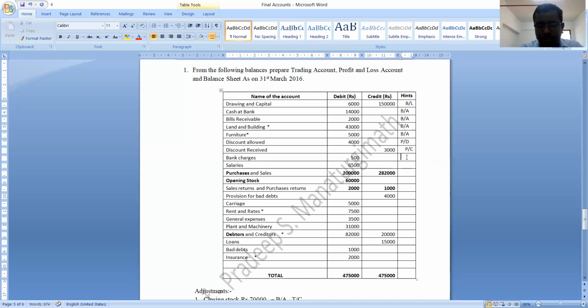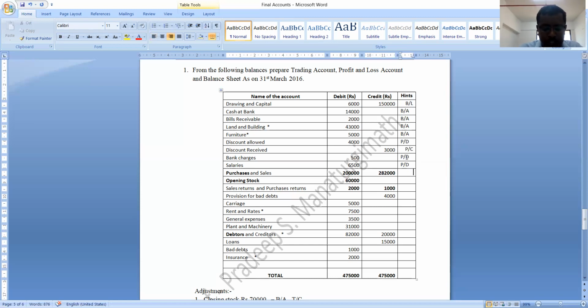Right? Debit all expenses and losses. Credit all incomes and gains is the rule of which account? Nominal account. Bank charges or expenses appear in the profit and loss account. Which side? Debit side. Then salary is also expenditure. It appears in the profit and loss account, debit side.